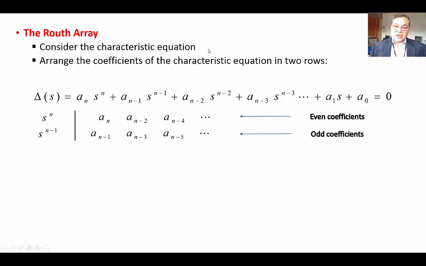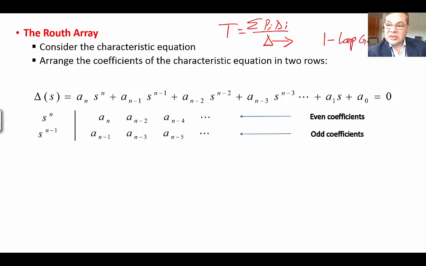Consider the characteristic equation of the system. What is the characteristic equation? Remember Mason's formula: the transfer function is the sum of Pi delta i, over delta. This delta is the characteristic equation. How did we get it? It was 1 minus the sum of the loop gains, plus the sum of the products of non-touching pairs of loops, and so on. So from Mason's theorem, we find the characteristic equation.